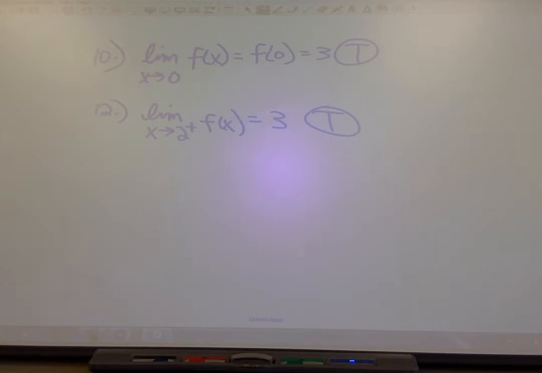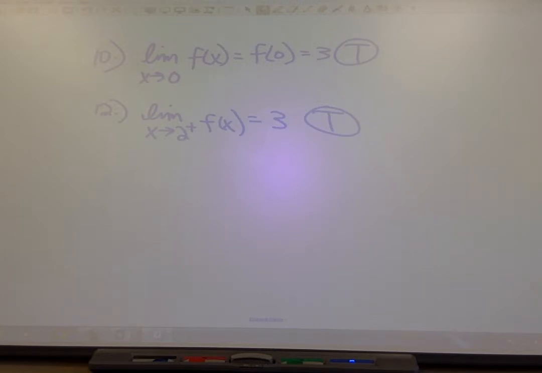They give you some more from 15 to 20 with that other graph. What would you say about number 18? If you approach 4 from the left-hand side, is it 3 or is it not? Is it true or false? Where is it going from the left side as you get close to 4? It's going up to 3, isn't it? So the left-hand limit is 3.